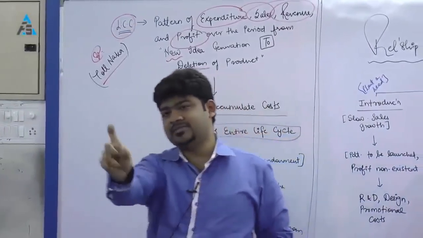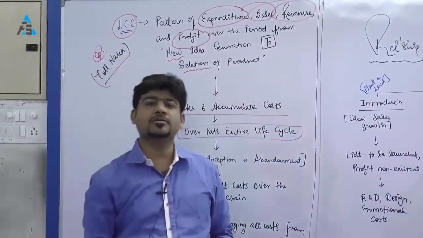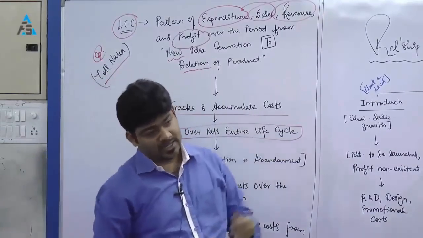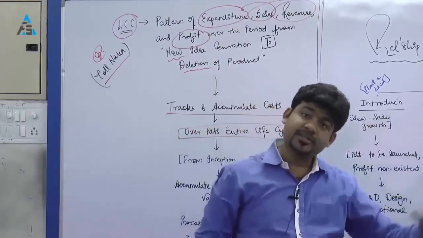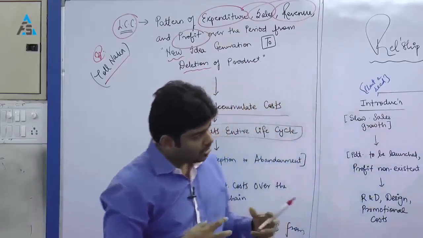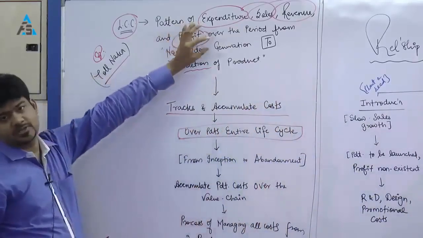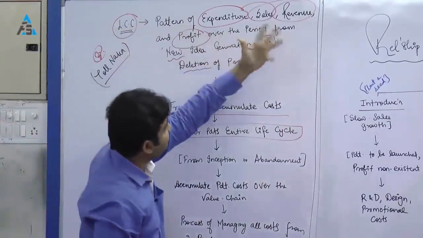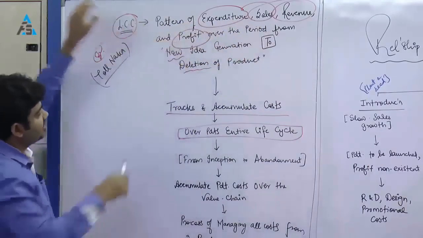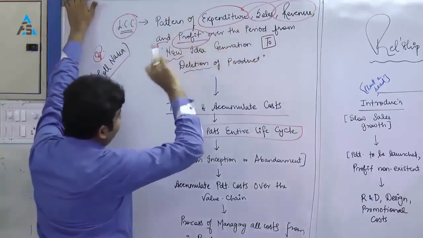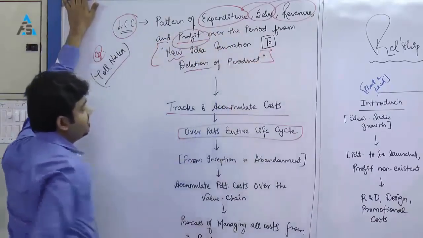प्रॉबेबली अपन लोग जब सम्स करेंगे लाइफ साइकिल का, तो उसमें वो डिस्काउंटिंग फैक्टर भी they take into consideration। तो 12 साल अगर मेरा चलने वाला है तो 12 साल का टोटल कितना कॉस्ट होने वाला है, उसको मैं डिस्काउंट कर दूंगा फ्यूचर बेसिस पे, all of that taken together will give me a pattern of expenditure, in the same way pattern of sales, in the same way pattern of revenue, and accordingly I will get the profit for, or rather from, new idea generation to deletion of the product.